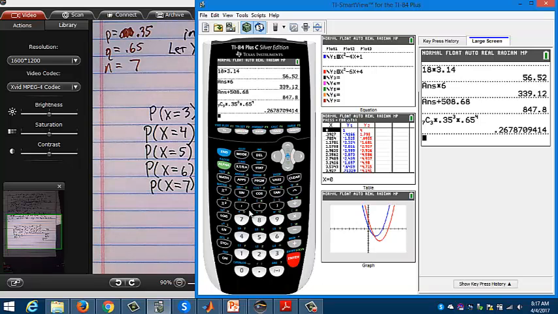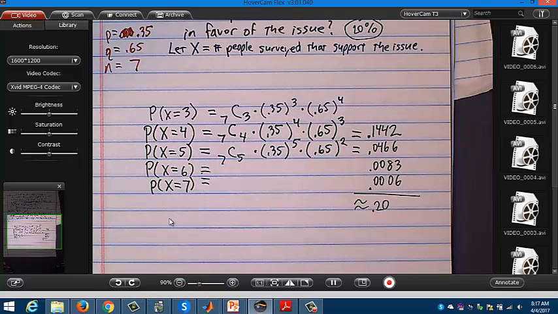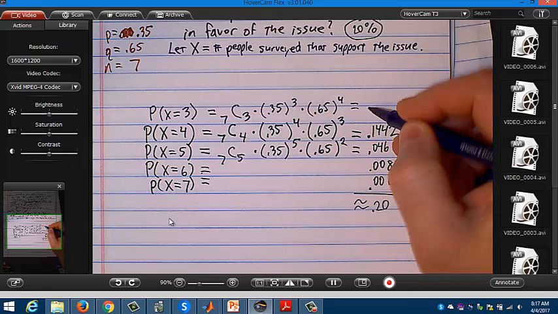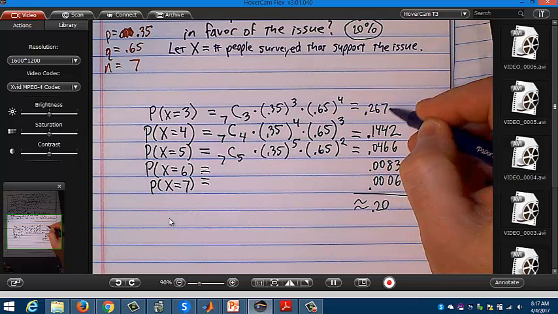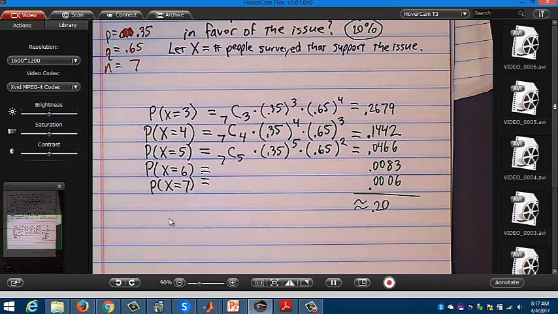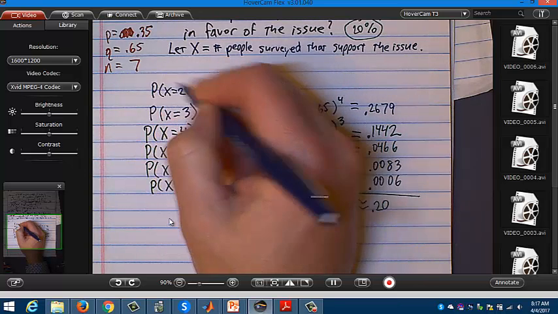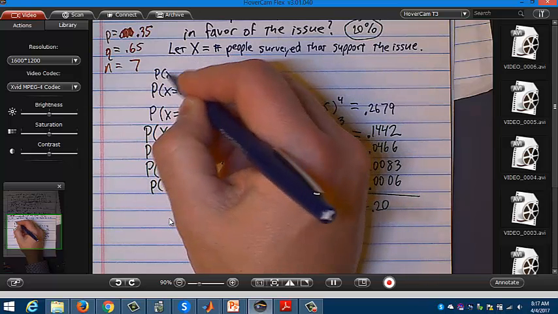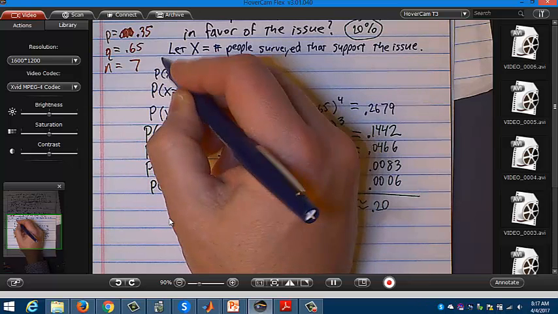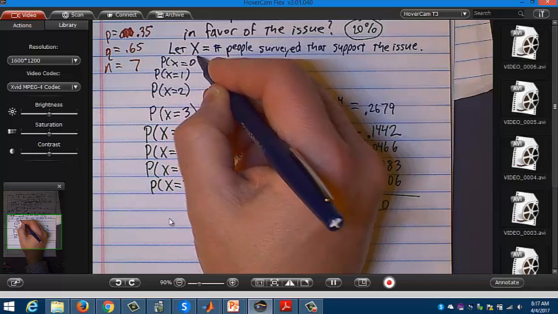So I'll go back here, and I could write that, hey, that's even more likely than anything else we had, 0.2679. Actually, that kind of makes sense, right? If a majority of people oppose the issue, you're probably not going to have a majority in favor. All right, so what I'd like to do next is the probability that x is 2, the probability that x is 1, and then we also need the probability that x is 0. I'd like to do each of those.